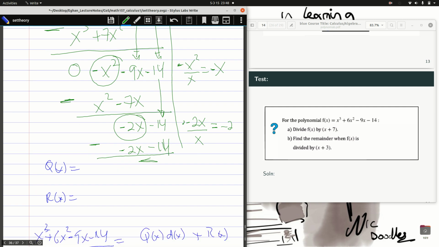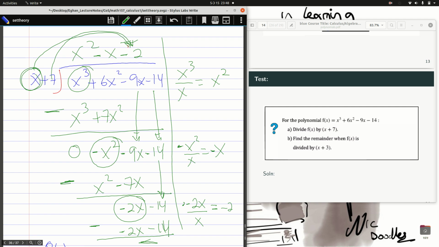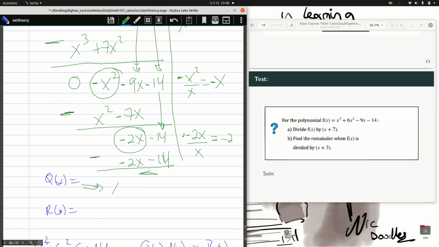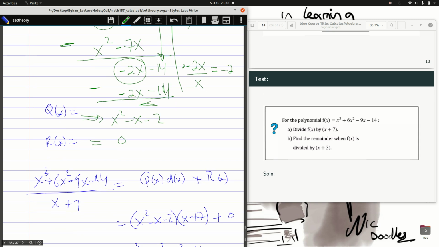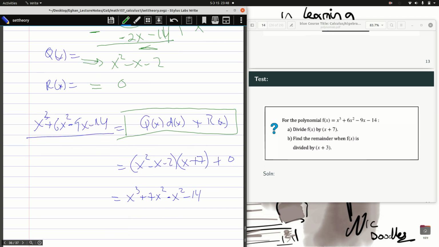So it means that my quotient is equal to what I had on the upper line. It is x squared minus x minus 2. My remainder is 0. And you want to prove that your numerator is equal to this. When you test it, you realize that indeed it's equal. This is equal to that. And this is how you do the long division.